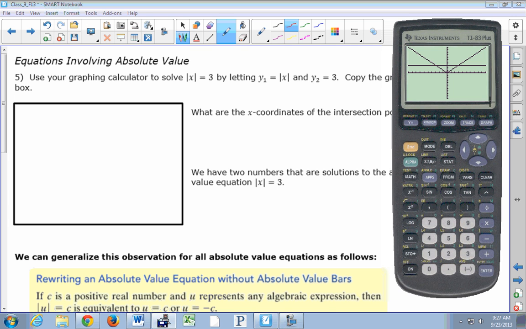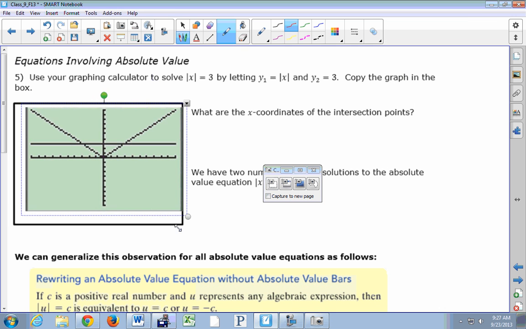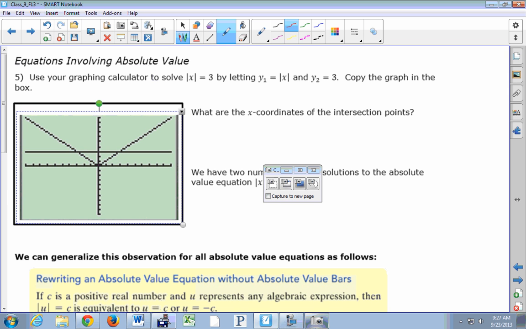So notice we have 2 different equations, and we're going to be interested in where they intersect, right? Where they intersect.